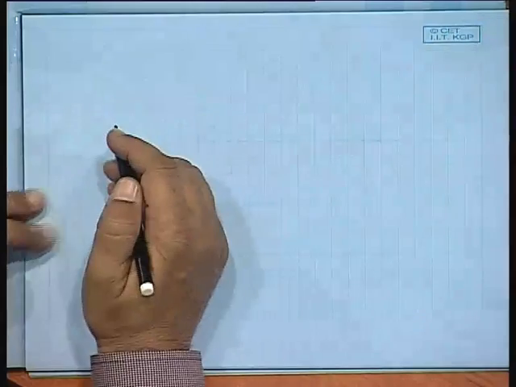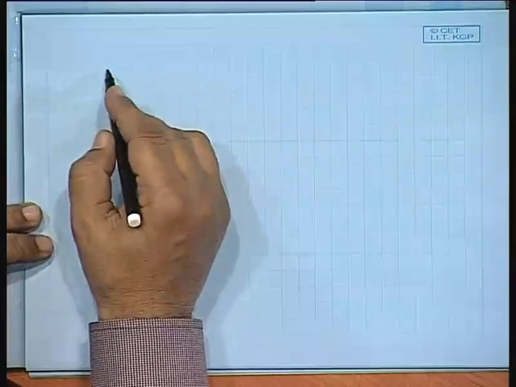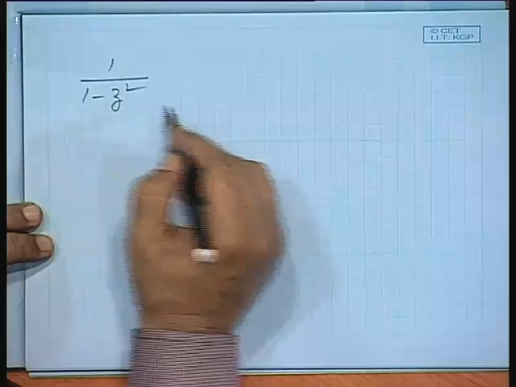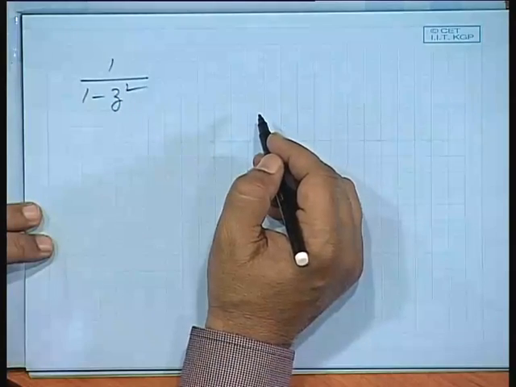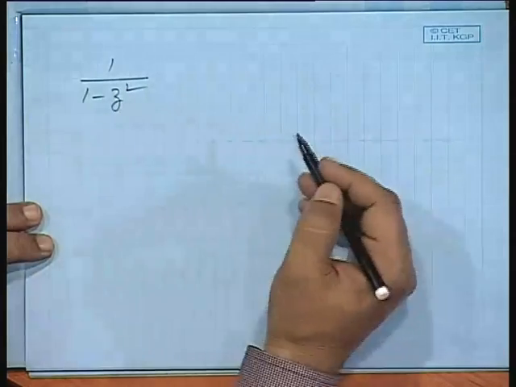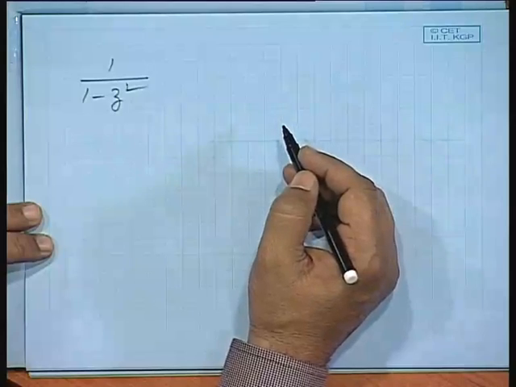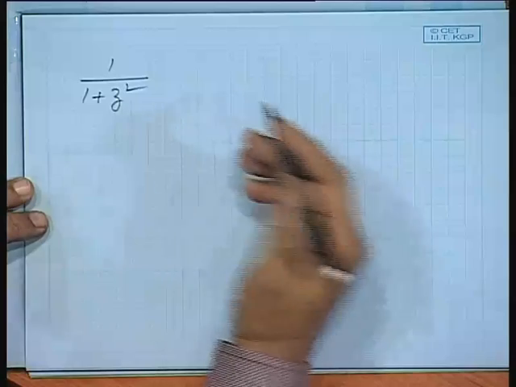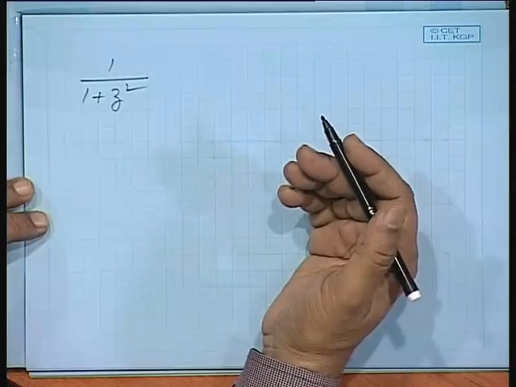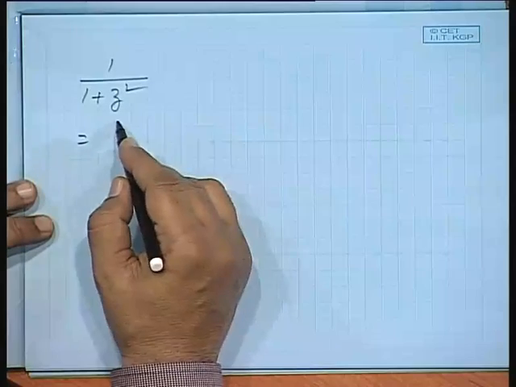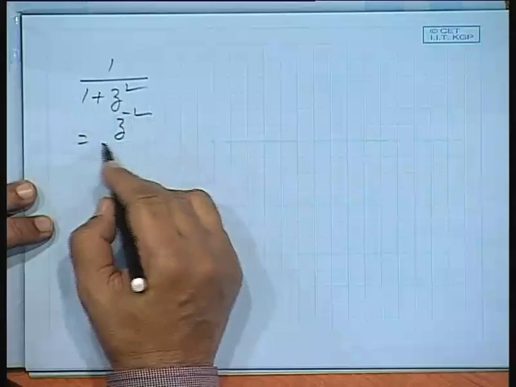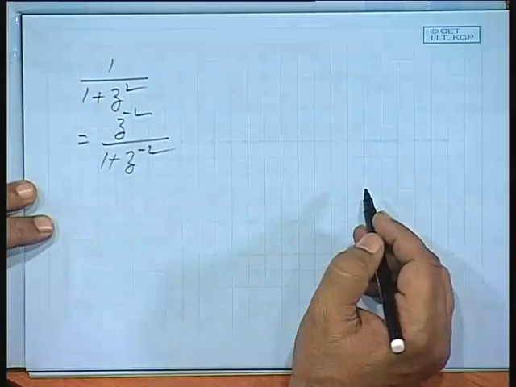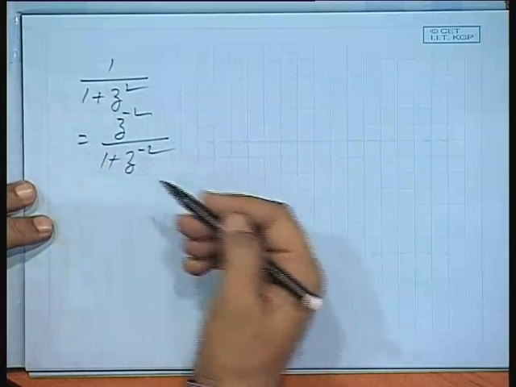Now, suppose it is 1 minus Z squared, or for that matter 1 plus Z squared, either plus Z square or minus Z square. Once again I can multiply by Z to the power minus 2 divided by 1 plus Z to the power minus 2, actually Z to the power minus 2 plus 1, it is one and the same thing.